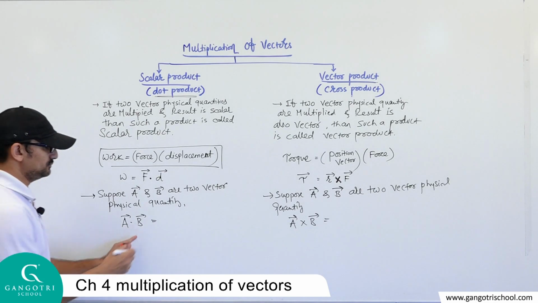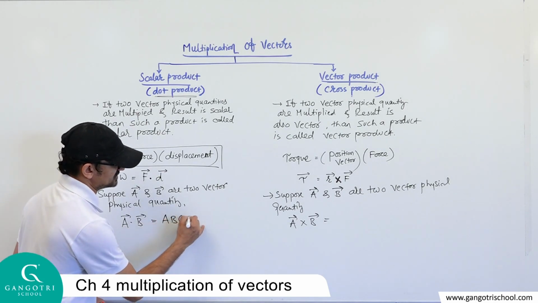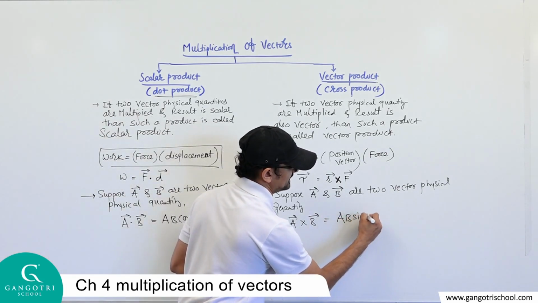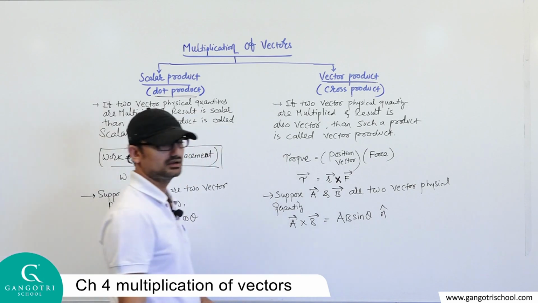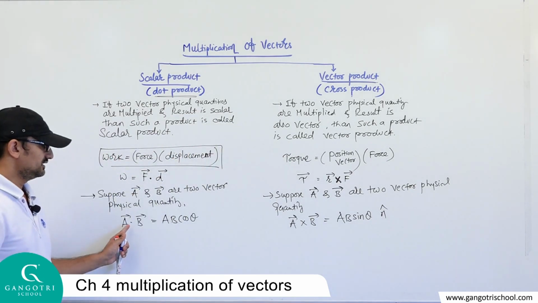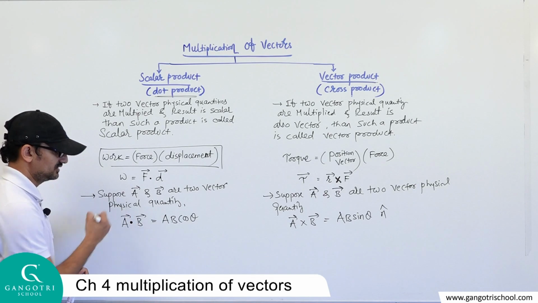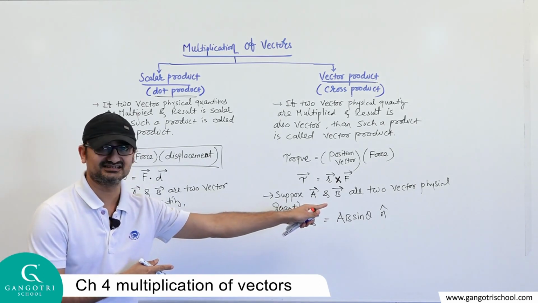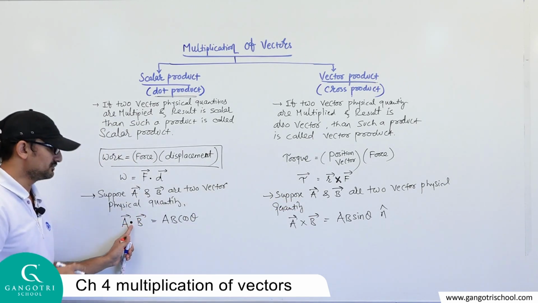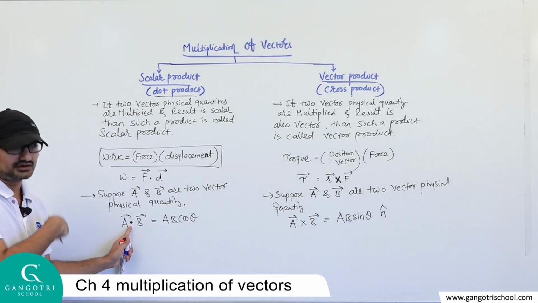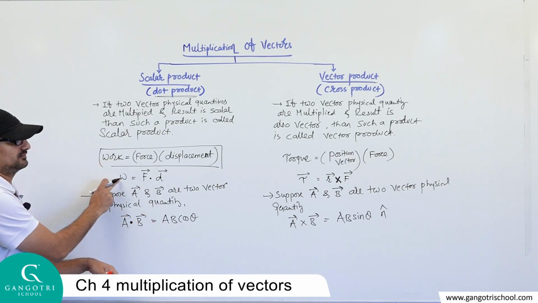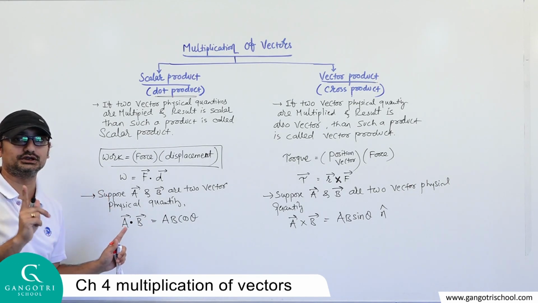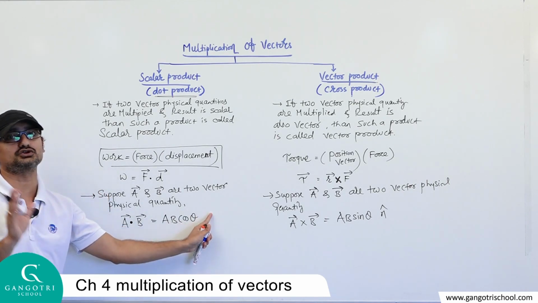Remember, A dot B is equal to AB cos theta, whereas A cross B is equal to AB sin theta n caret. One thing: if you have a question in your mind about why n caret is not there in the dot product and why n caret is there in the cross product, I'll give you the answer. Remember, the result of the dot product is always a scalar, and a scalar quantity requires only magnitude; direction is not involved.